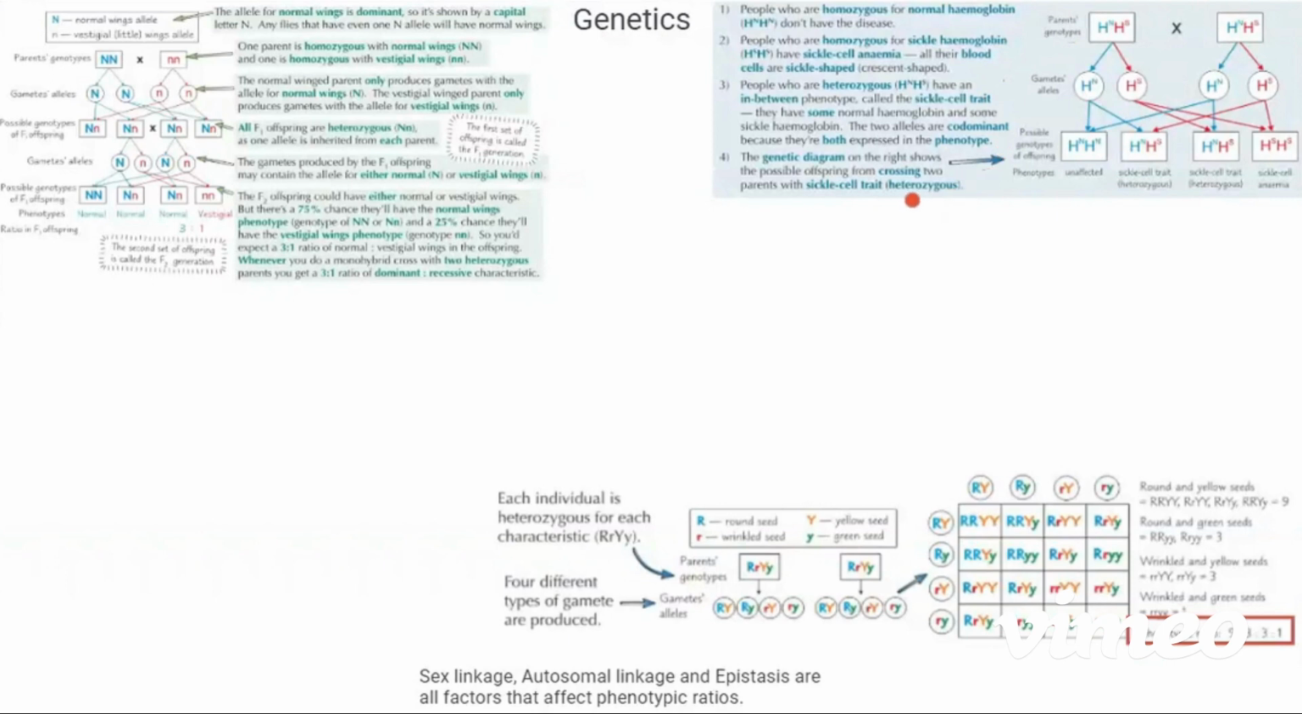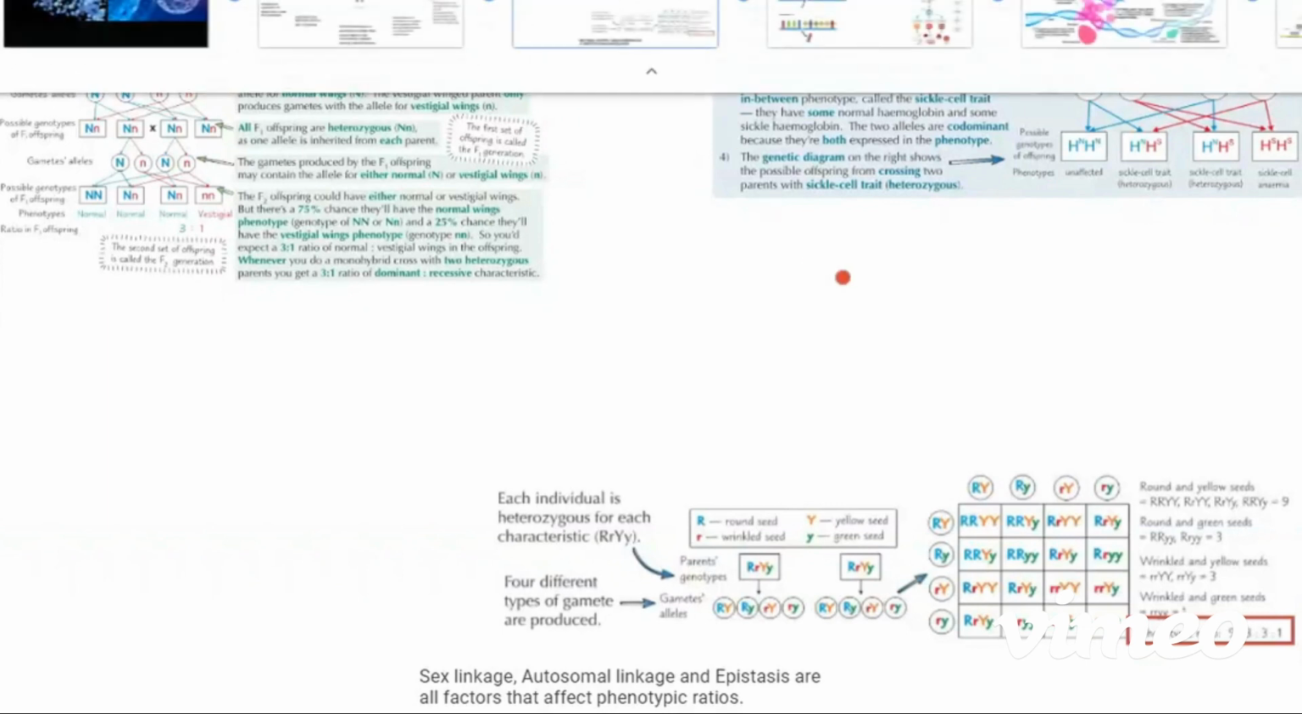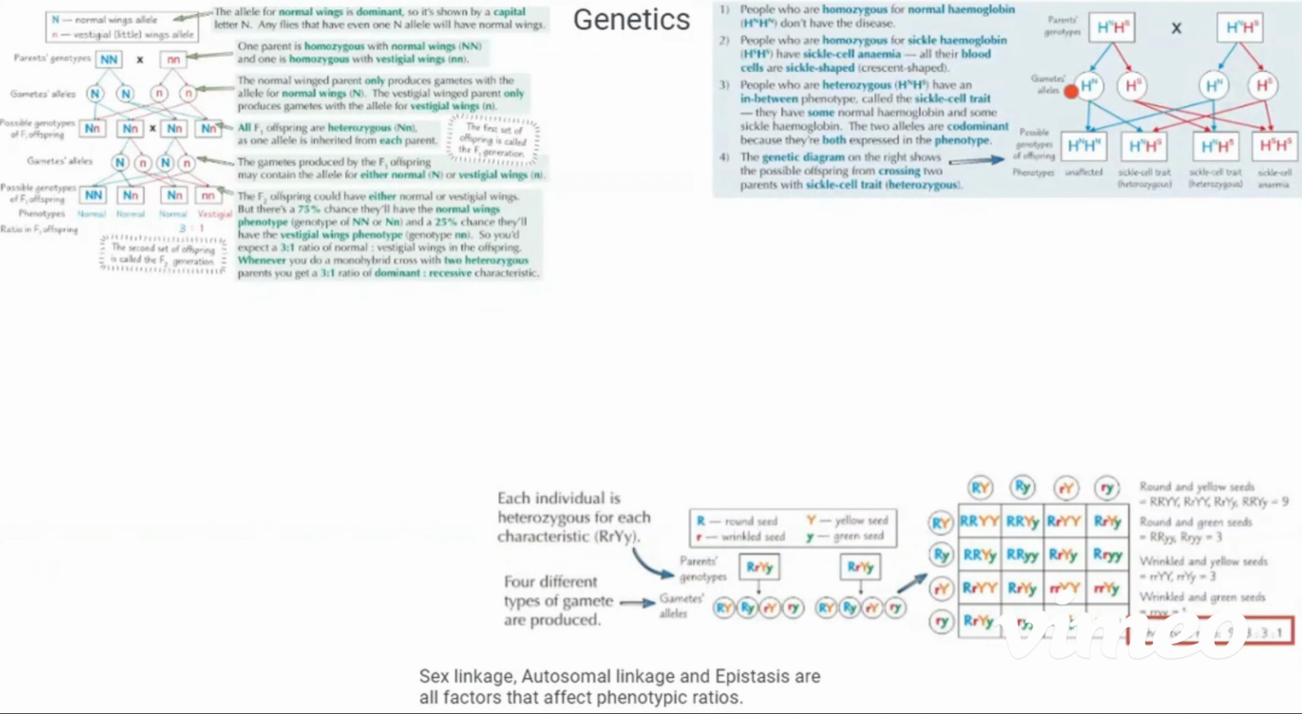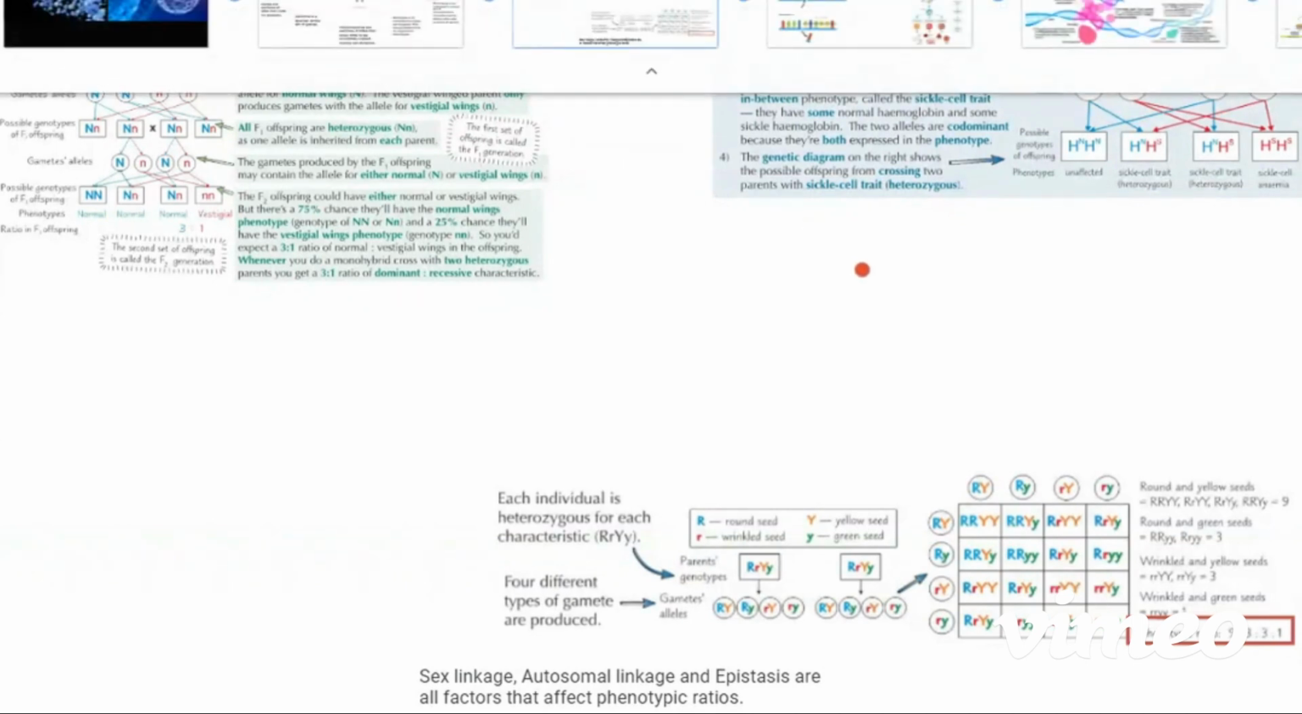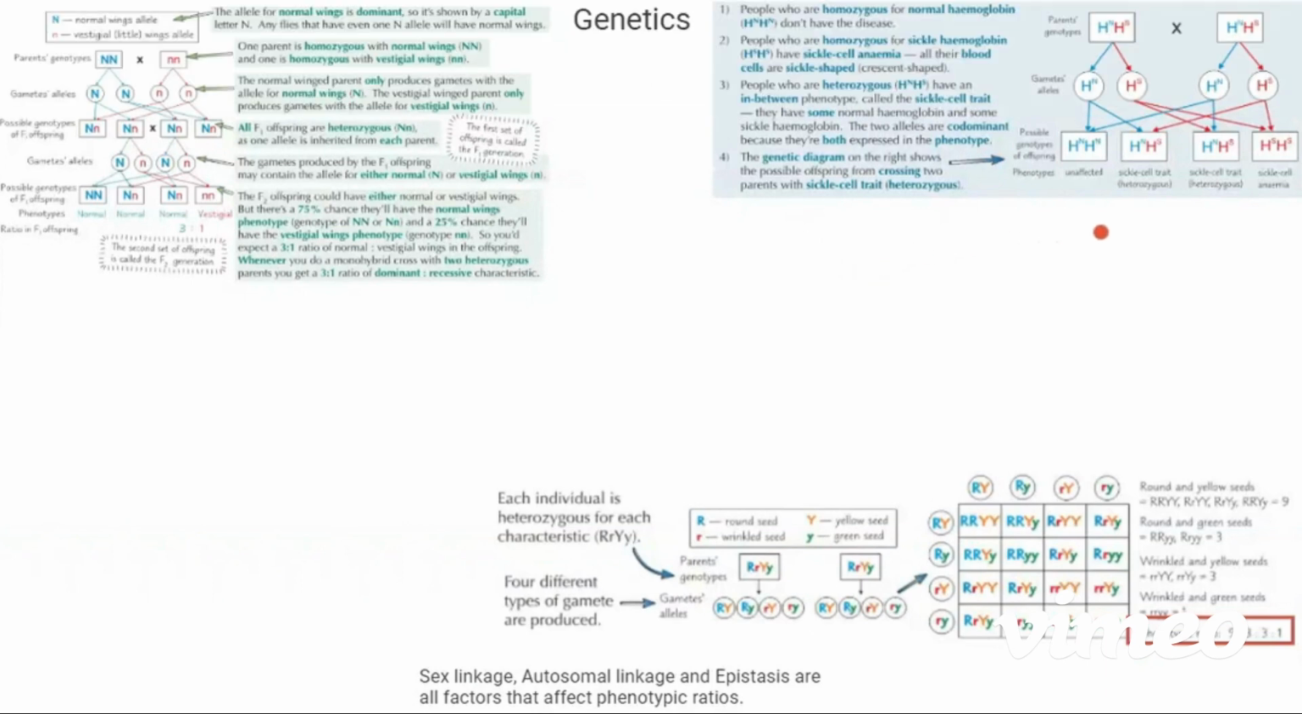Genes that are on the same autosome are said to be linked because they will stay together during independent segregation, so are likely to be inherited together. The only reason this may not happen is if the alleles are split up during crossing over. The closer together the two alleles are on the autosome, the more likely they are to be inherited together. This is because they are less likely to be separated during crossing over.